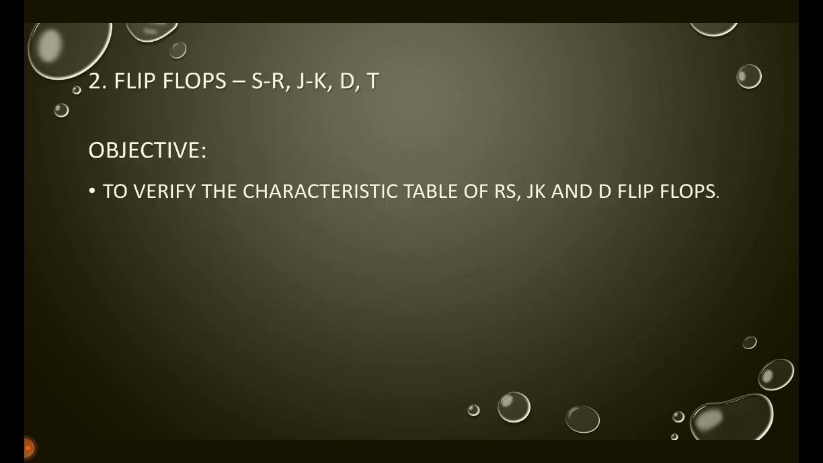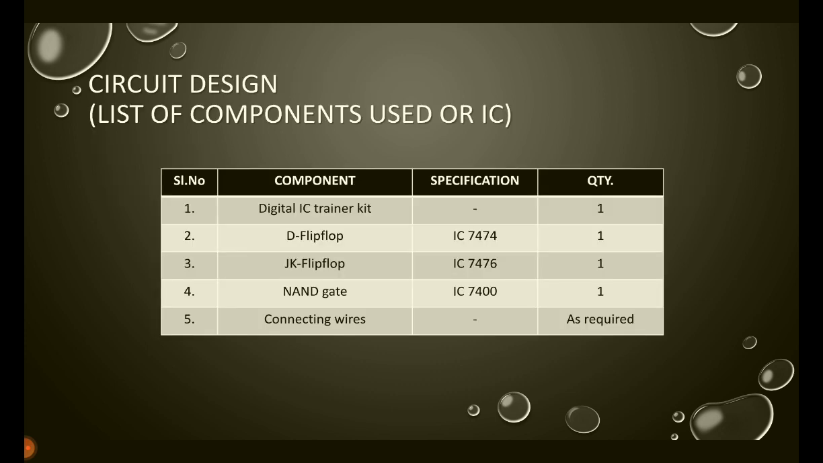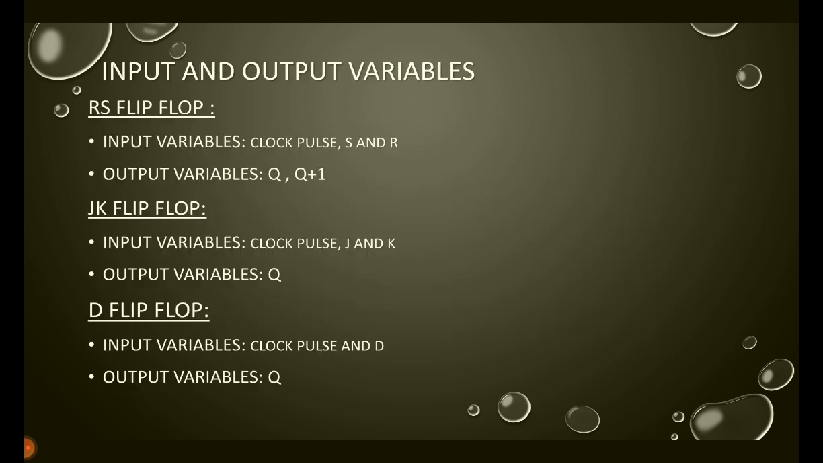So next one is flip-flops. SR, JK, D and T. Objective: to verify the characteristic table of RS, JK and D flip-flops. Circuit design: list of components used or ICs. Here totally we use 5 components: digital IC trainer kit, D flip-flop, J flip-flop, AND gate and connecting wires.